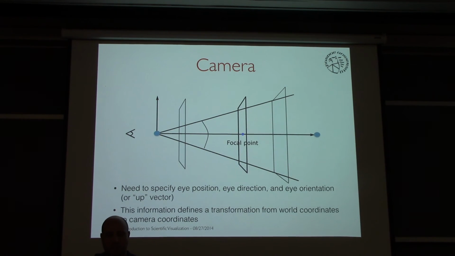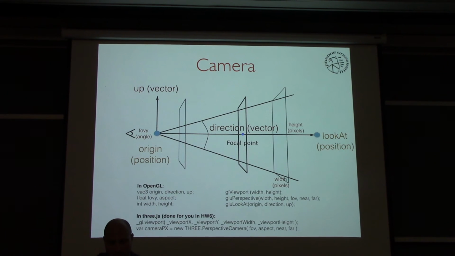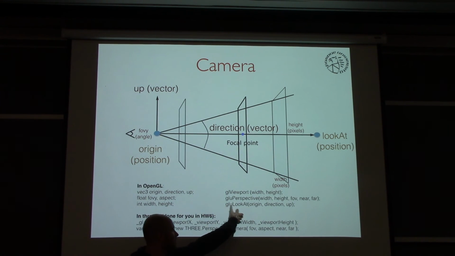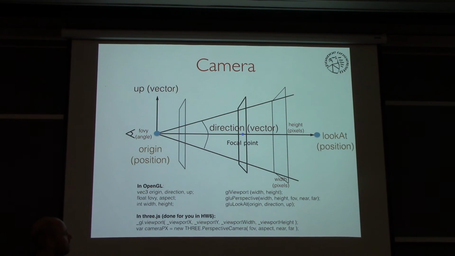So here I'm going to talk a little bit about the pinhole camera. A pinhole camera is a very common concept in computer graphics. The idea is that you specify an eye position, an eye direction, an eye orientation, or commonly, if you're thinking about OpenGL, the gluLookAt function has the origin, the direction, and the up vector. And then sometimes you have a field of view, which is the angle that specifies the width of the camera. And this transformation defines the world space to image space 4x4 matrix. So in OpenGL, you would use these commands. For example, you use gluLookAt with origin, direction, and up, and gluPerspective with this field of view.